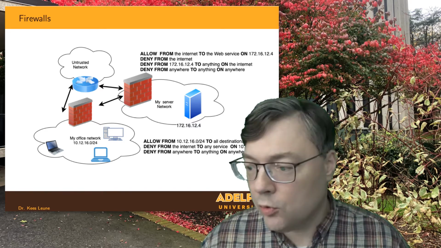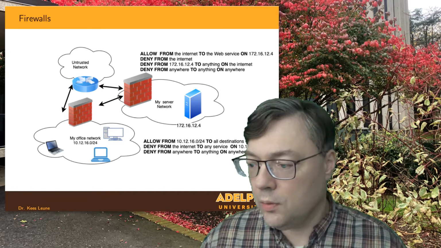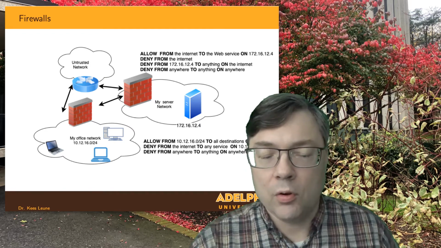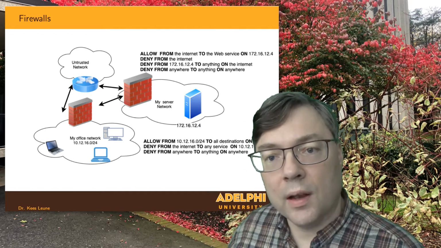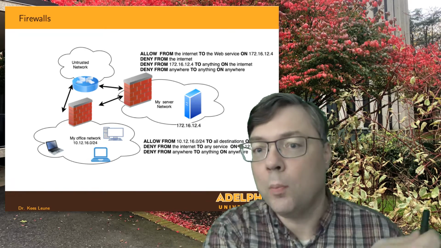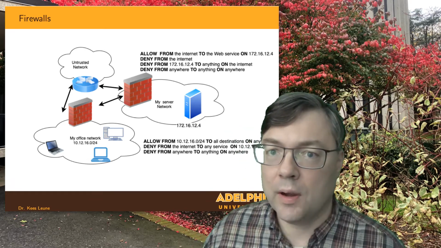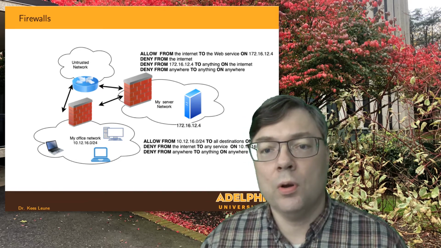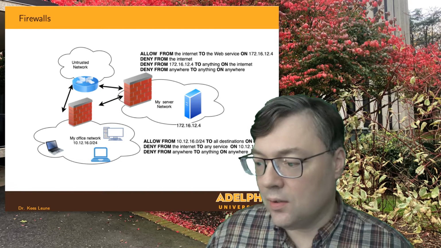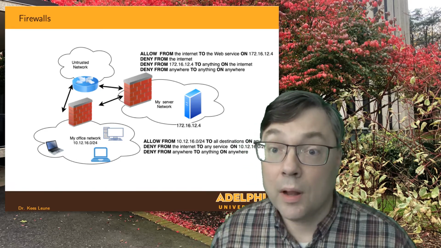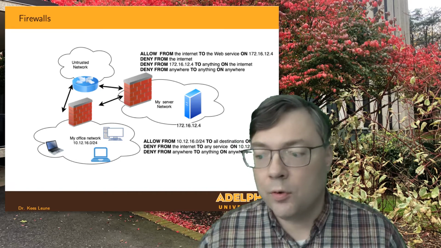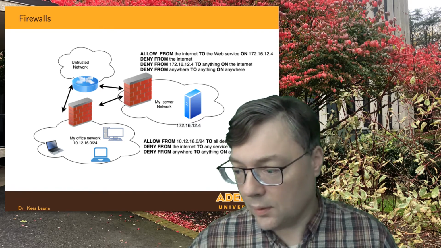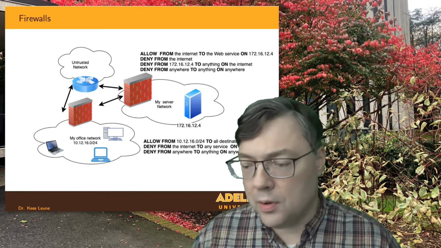I'm also saying I'm going to deny everything from that server to anything on the internet. So what I'm basically saying, if you're on the internet, you can only get to this server via the web service, and the server itself can't go back out to the internet even if it wanted to. The firewall will stop it from doing that. That's a good practice. And then lastly, just to make sure that we didn't miss anything, you create the default policy, which basically says deny everything from anywhere to anywhere on anything. So that's called your default deny at the end.